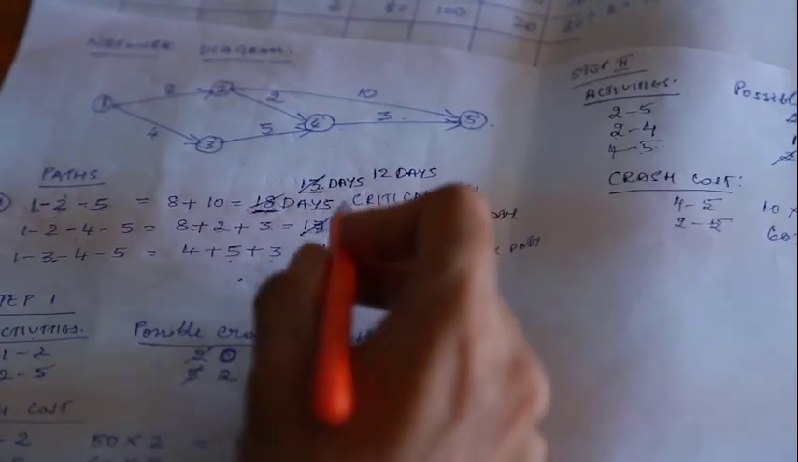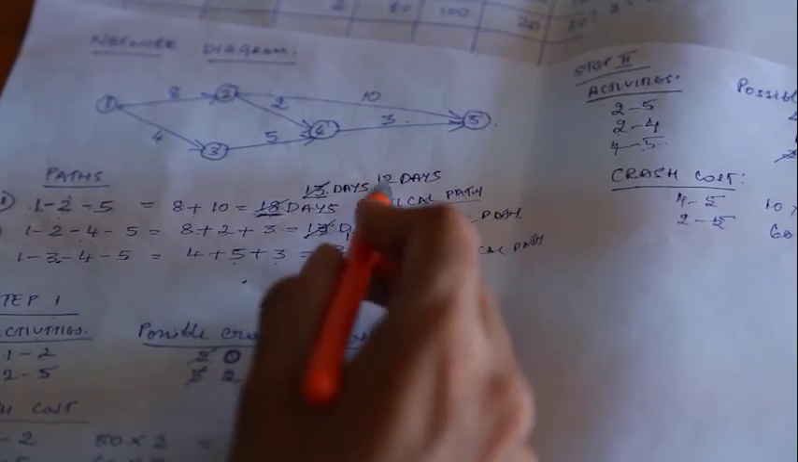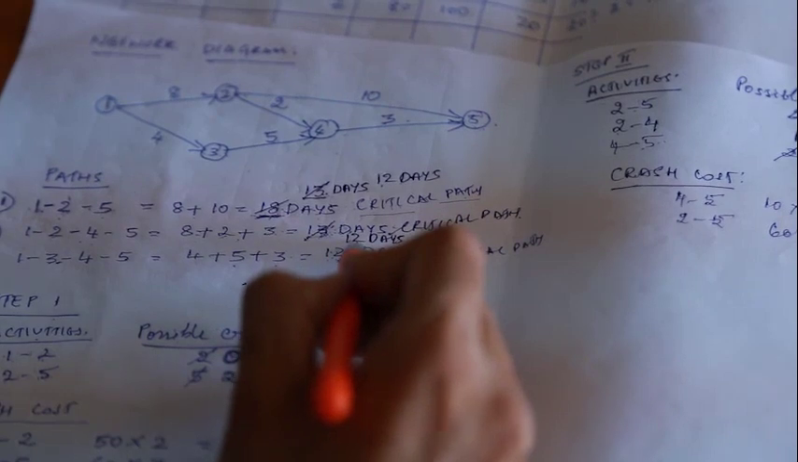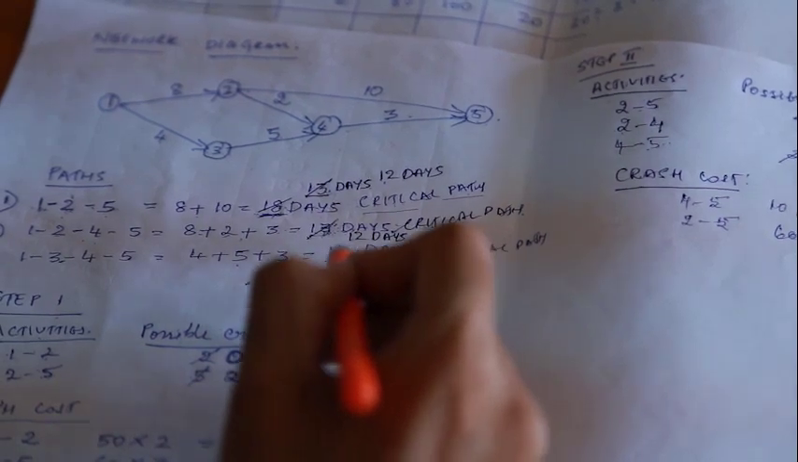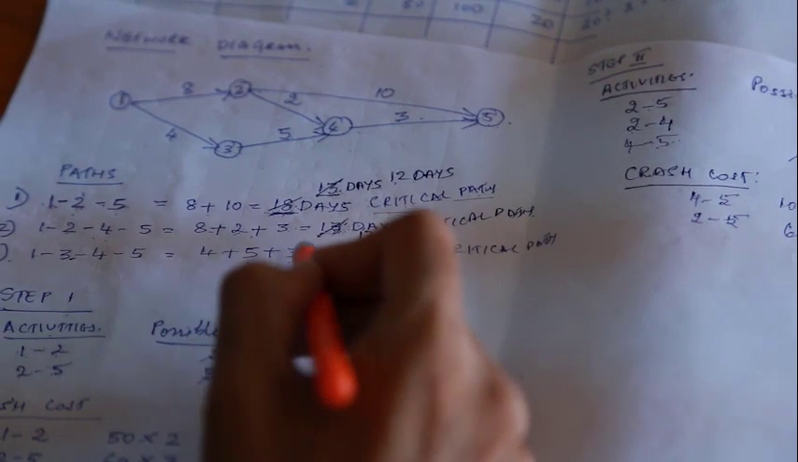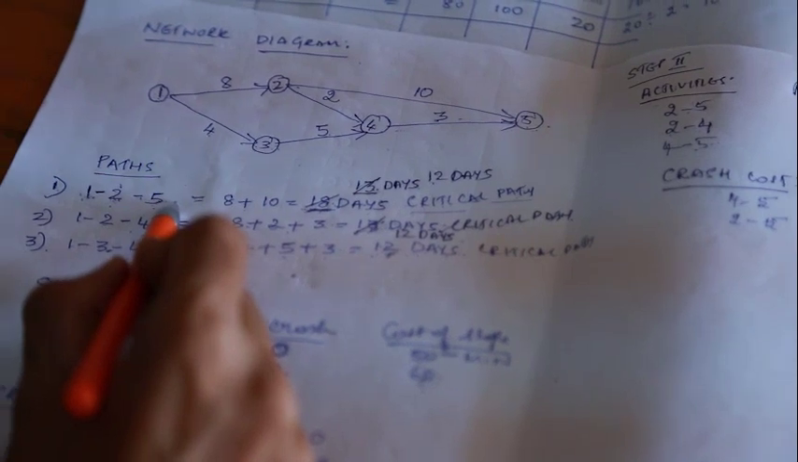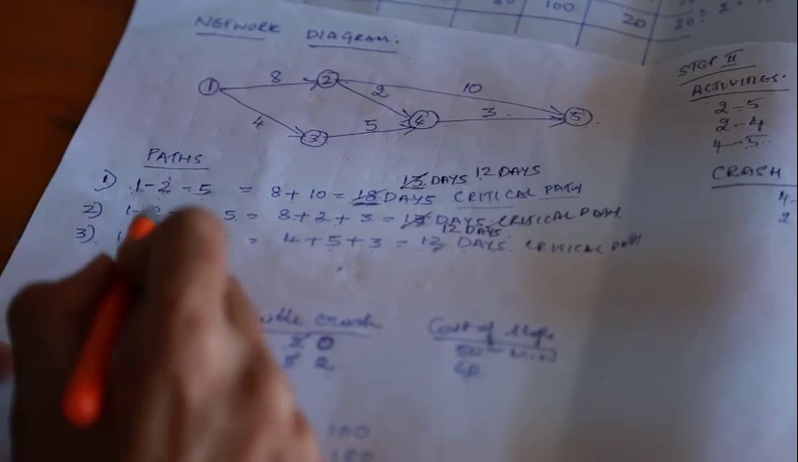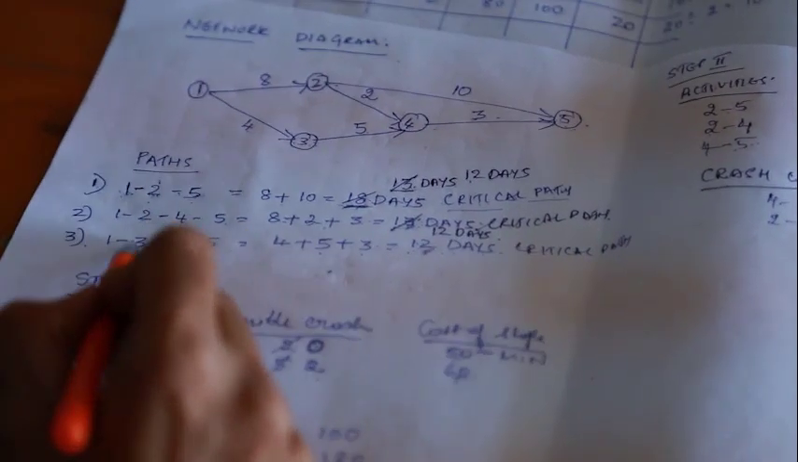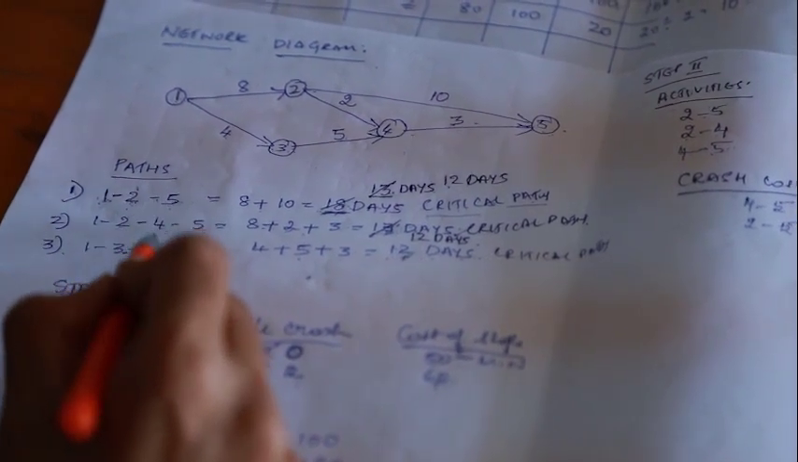For the third step, we have got all the 3 paths as our critical path. Path 1 has got 12 days, path 2 has got 12 days, and path 3 has got 12 days. Now let us try to crash down one more day from each of the paths. We have to continue crashing till any one of the paths is completely crashed. Either it may be 1 to 2, 2 to 5, or 1 to 2, 2 to 4, 4 to 5, or 1 to 3, 3 to 4, 4 to 5. Any one of the paths has to be completely crashed.